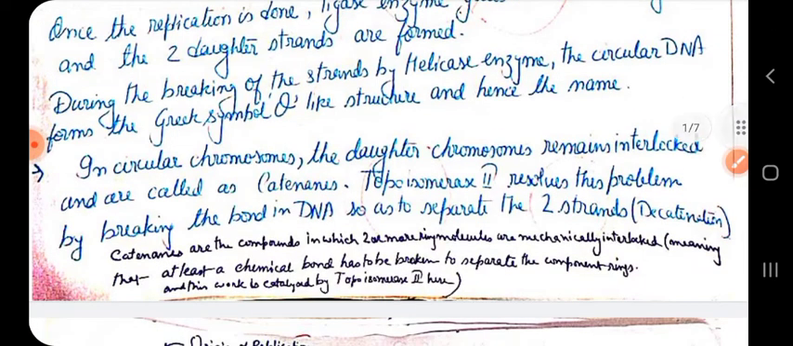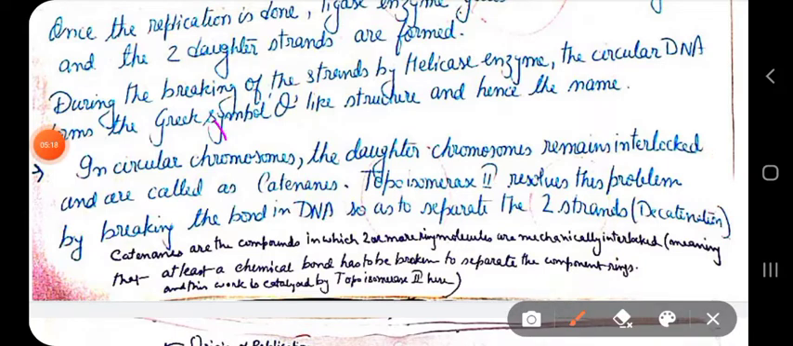Now in circular chromosomes, the daughter chromosomes remain interlocked and are called catenanes. So what are catenanes? Catenanes are compounds in which two or more ring-like structures, here the two newly formed daughter DNA molecules, are mechanically interlocked.